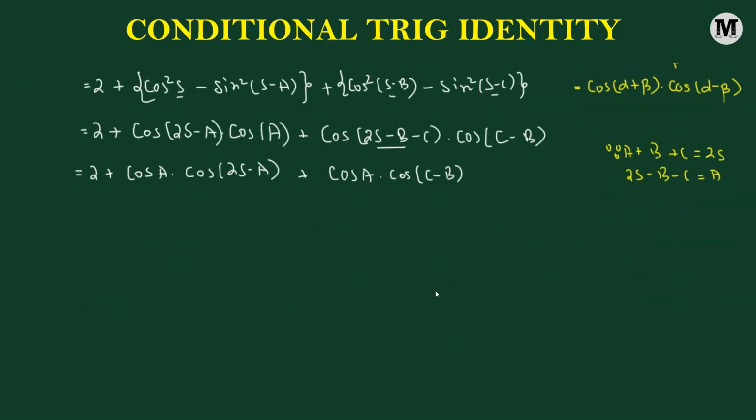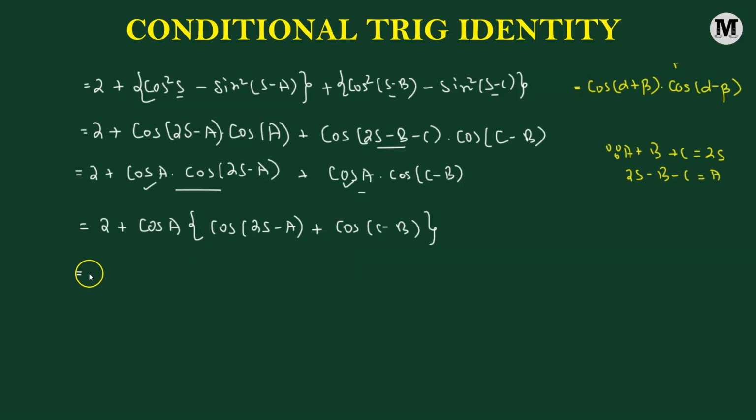Now what we have is 3 terms. We'll only consider the second and the third term, and in each of the 2 terms we see that cosine a is a common factor. So we can take cosine of a as the common factor. So cosine of a gets multiplied by cosine of (2s minus a) added to cosine of (c minus b). Fine. Now we can easily combine the 2 cosine functions within the parentheses. We have a standard formula for that.